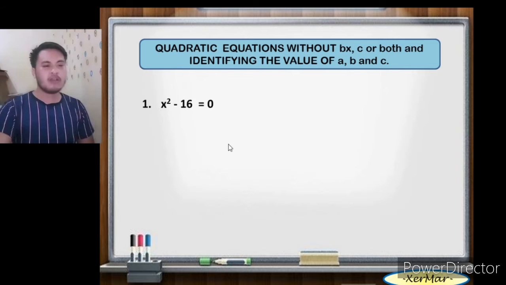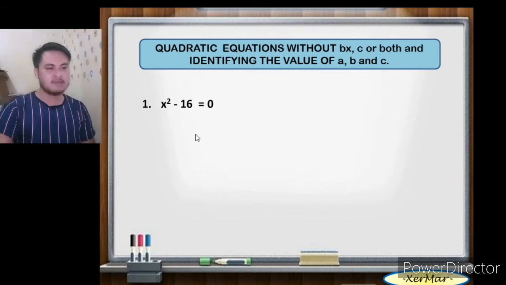So observe, we only have two terms in our equation, and those are the quadratic term and then the constant term. So now, what would be the value of A? So A is 1 again. And negative 16 is for C as the constant term. And the lacking one is the linear term. So literally the value of B is 0.